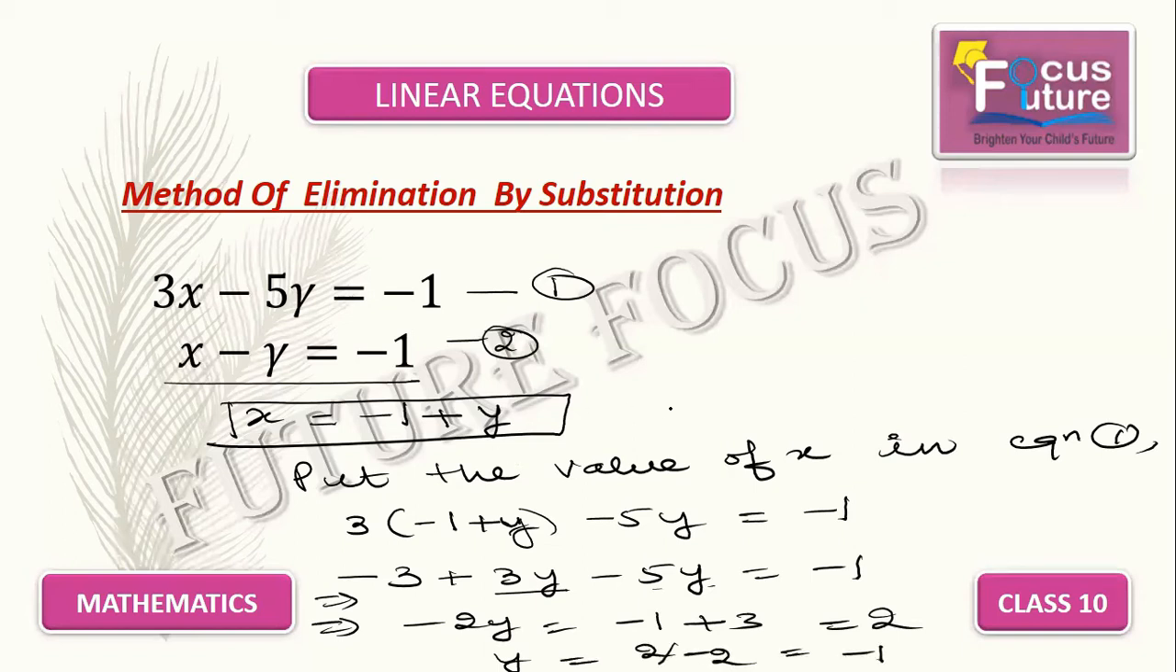What would be the x? X would be minus 1 minus 1, that would be minus 2. So x is minus 2 and y is minus 1. So this is all about this method of substitution.